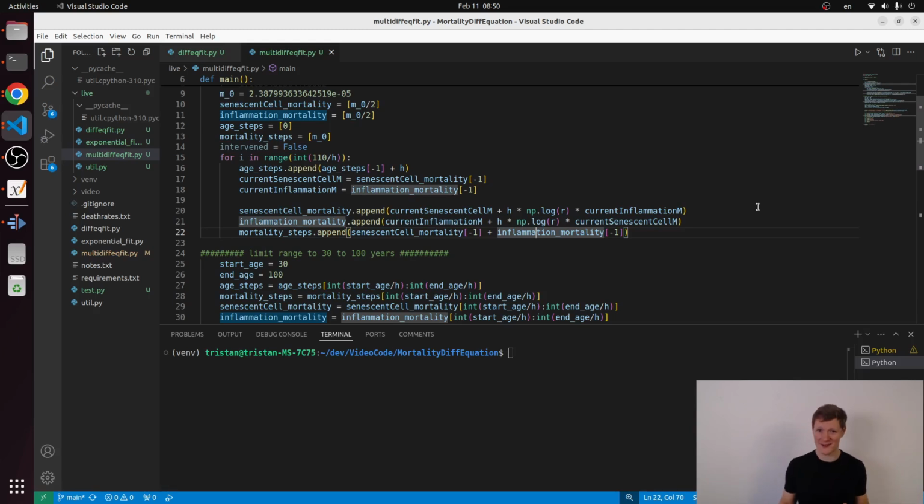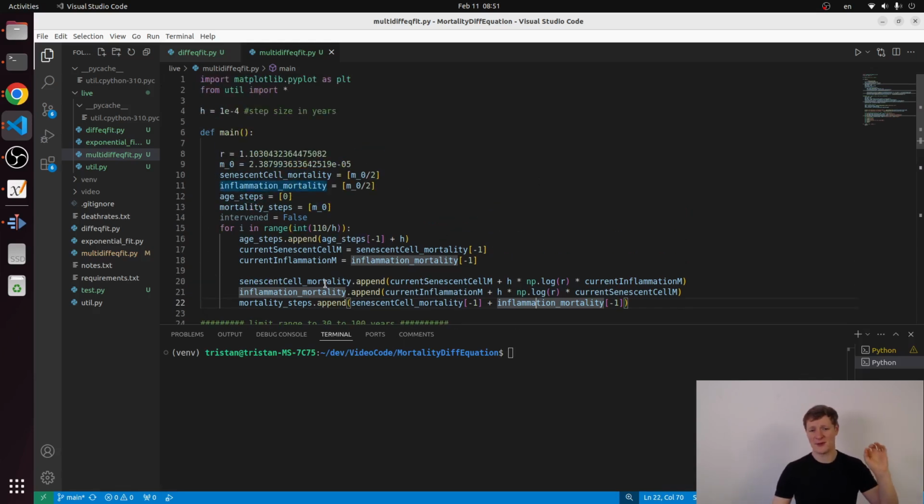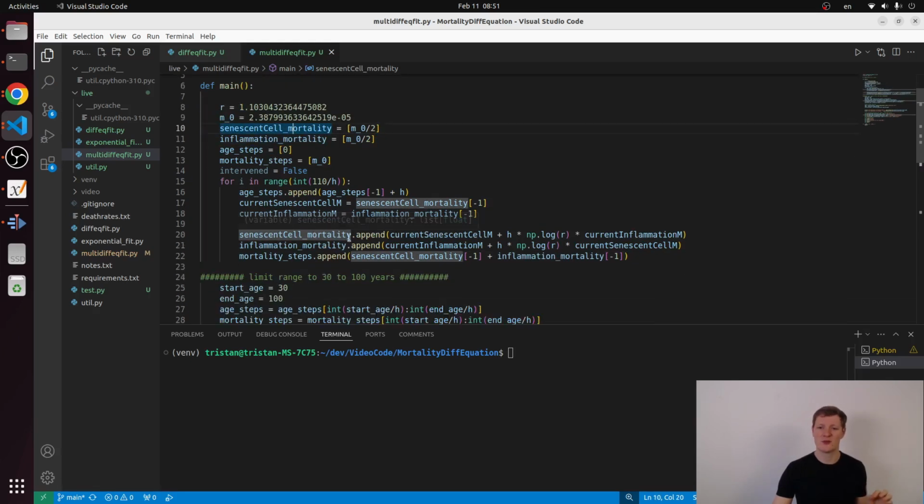So the point of this exercise is not to get real hard data, but just get a feel for how the aging process could be progressing in our bodies so that we can make clever decisions when it comes to anti-aging treatments. So the key difference here is that senescent cell mortality does not increase with senescent cell mortality, but with current inflammation. And vice versa, inflammation increases with senescent cell count. And afterwards, as I said before, they just get added up.